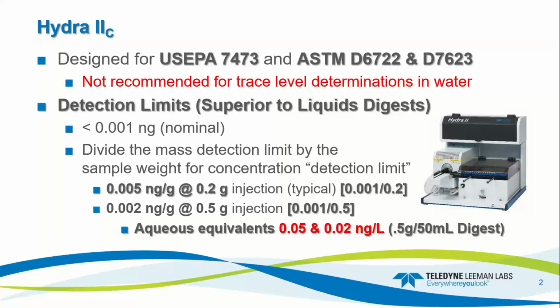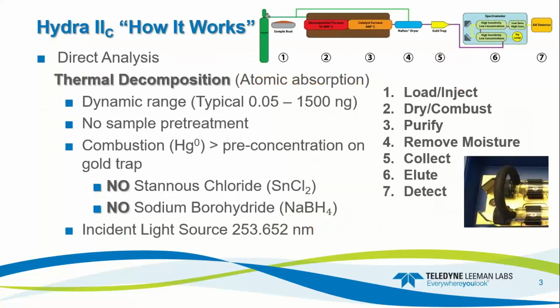So for example, if we have a 2-gram sample and we divide that into 0.001 for our nominal nanogram detection limit, that becomes 0.005 nanogram per gram, or ppb. And if we use a 0.5 gram sample, that becomes 0.002. So if we're to equate that to liquid, the liquid equivalent would be 0.05 and 0.02 ppb or ppt, nanogram per liter in solution. That's really super hard to do. So by default, the Hydra 2C is far superior for getting down to the absolute lowest level of detection in your sample.